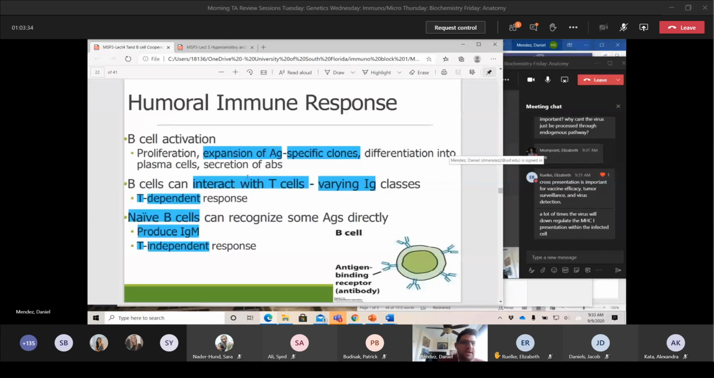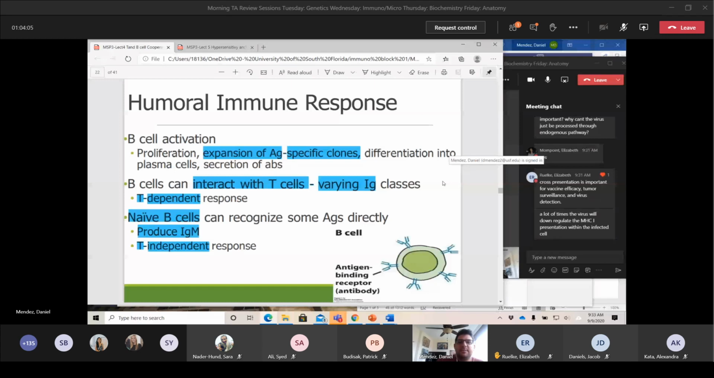So the humoral response, B cell activation, which leads to proliferation, so creating more of that same B cell. Expansion of antigen-specific clones, so this is clonal expansion. Once we have that specific B cell that reacts to that antigen, so this antibody here that reacts to that antigen perfectly, we're going to create a lot more of just that antibody. So this is clonal expansion. We're going to clone this antibody and create multiple, multiple copies, so that way we can build up a proper defense.